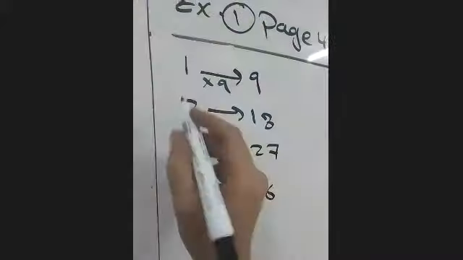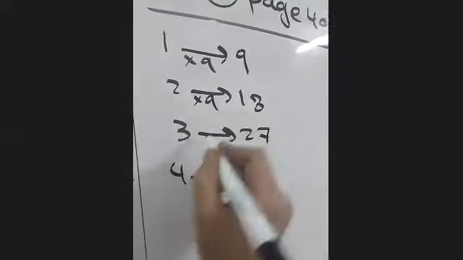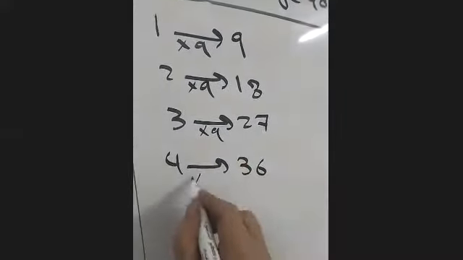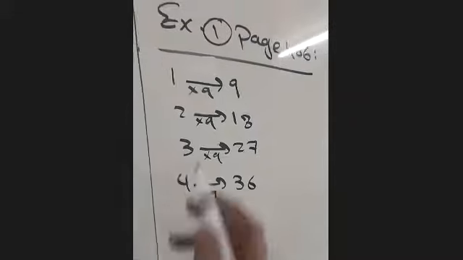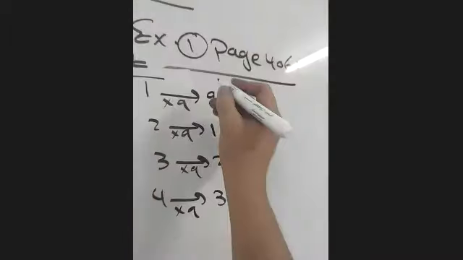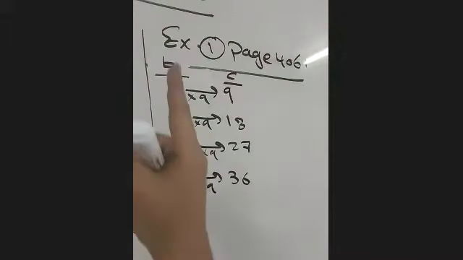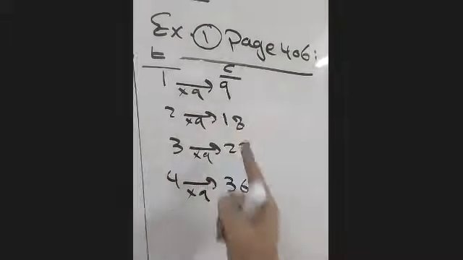Now, let's try multiply 9. Multiply 9, 18; multiply 9, 27; multiply 9, 36. These are values for the variable T, and the other one is values for the variable C. That means if you multiply T by 9, the answer is C.